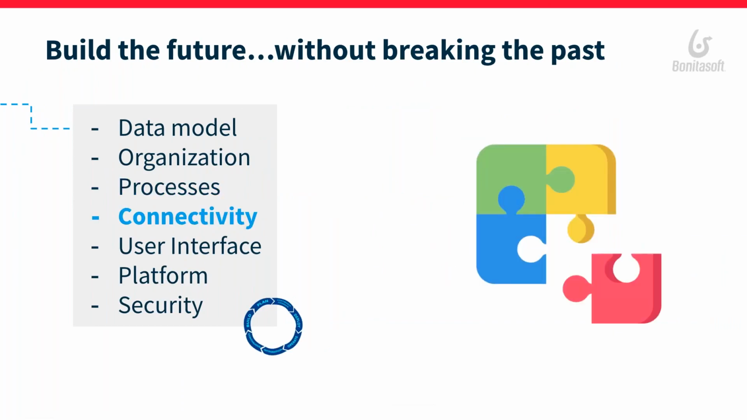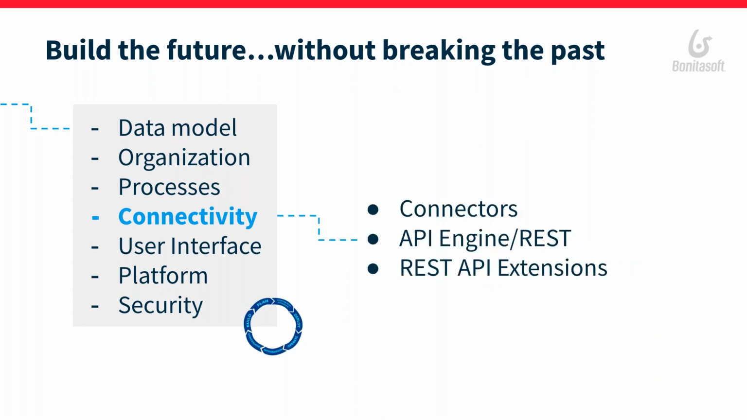is connectivity, because of course your process, and that's what BPM is for, will be connected to all your systems. So in order to define your connectivity, you have three possibilities. You have connectors. You can use web services, REST APIs. You can also use the engine API, where you are going to ask the engine to make actions, to get data, for example, to get process information as well. And then you also have the REST API extensions.